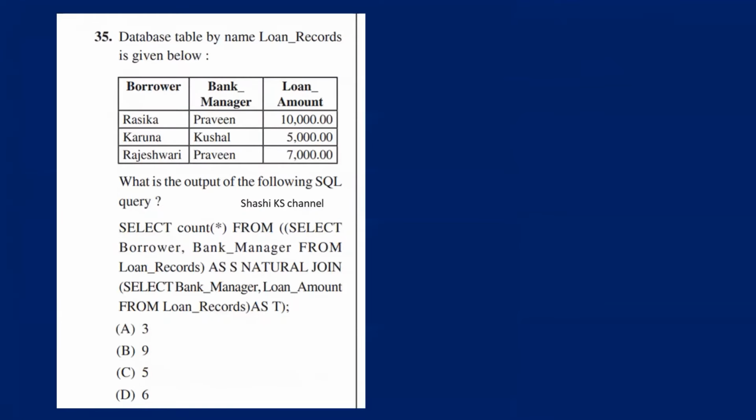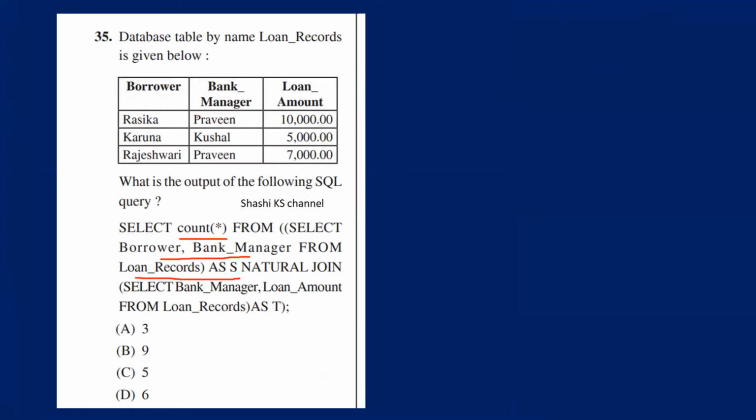The next would be a database table by the name loan records, given below. So you have a table called loan records. What is the output of the following SQL query is being asked here. Select count star from select borrower comma bank manager from loan records as S. Okay, so you have to select borrower and bank manager.